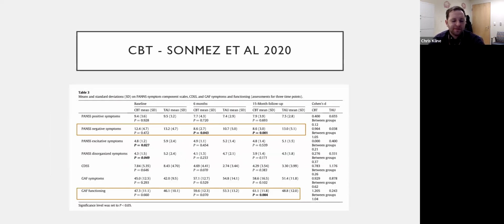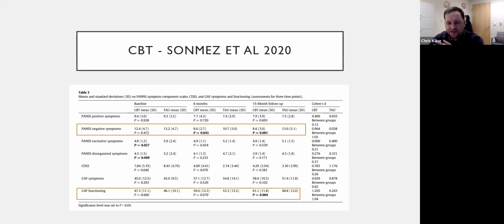And then on secondary measures, they found an improvement in the negative symptoms per the PANSS for the group receiving CBT compared to treatment as usual. And then also for the global assessment of functioning at the 15-month follow-up period for the CBT group as well.